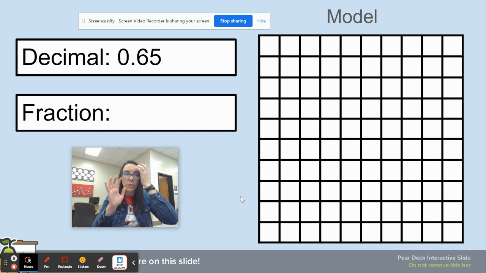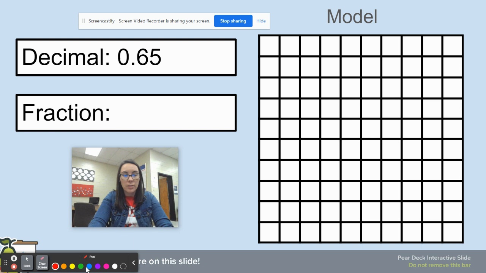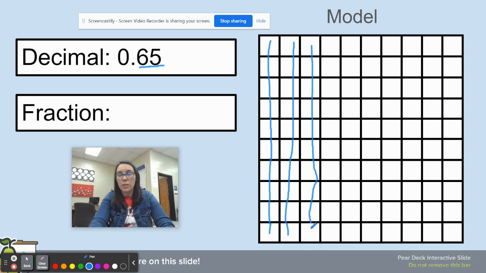I have another decimal. I started with decimals because you've been working with decimals for a while in your classes. Okay, so this time we have 65 hundredths because this 5 is in the hundredths place. If we had to model it, we would know that we need 6 tenths. So I would color 6 of these columns of 10 in. Okay, we got 6 of them colored in now. And then we'd have 5 more. So 1, 2, 3, 4, 5.